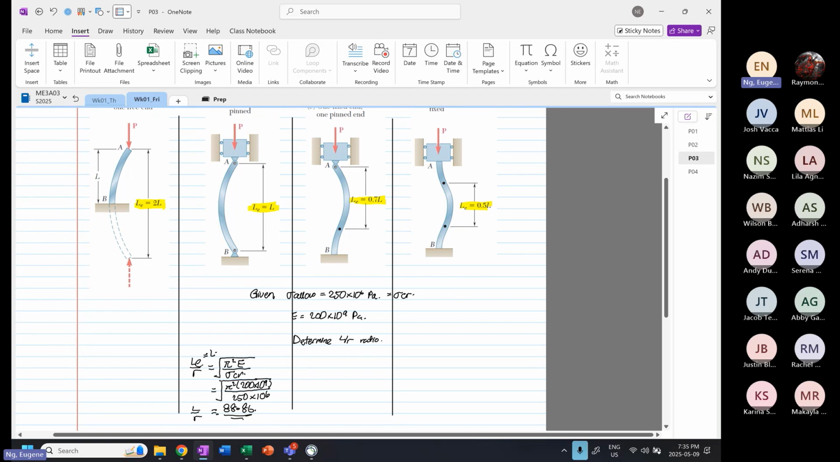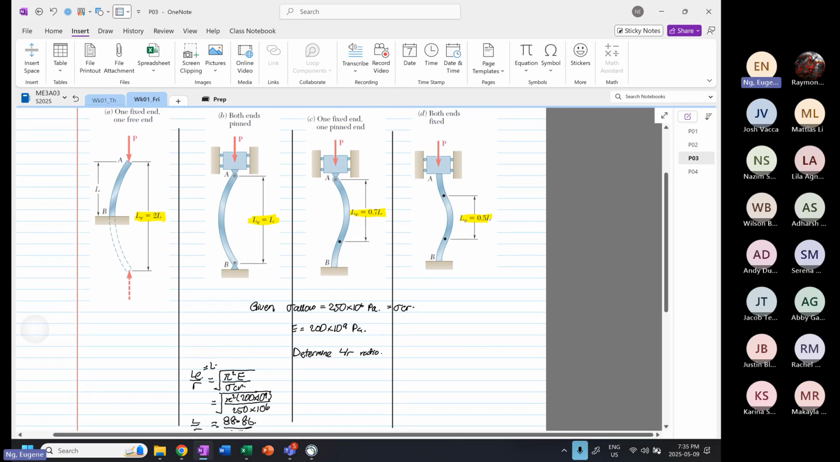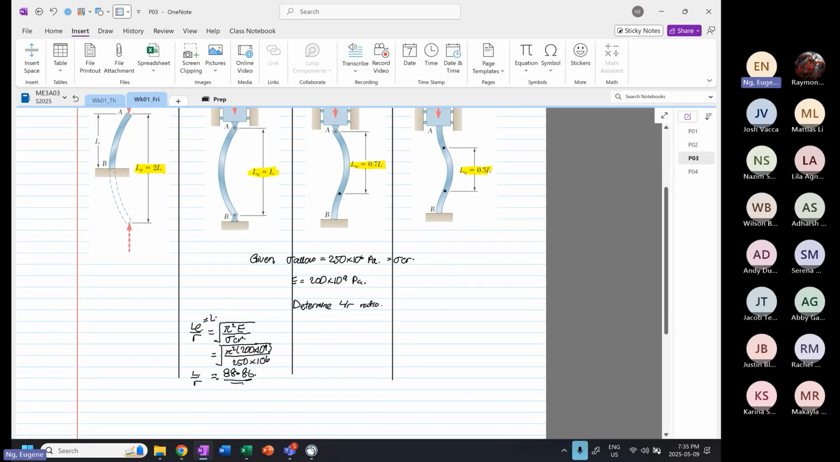Now, next we are going to do one fixed end and one free end. So now this will become 2L over R, because our LE now becomes 2L. And this will also be equal to 88.86. And then if we were to do the L over R, this will be 88.86 divided by 2, which is equal to 44.43.